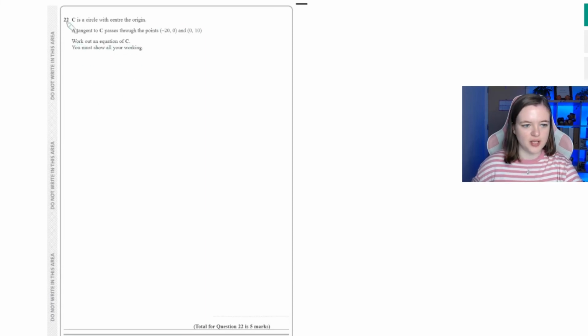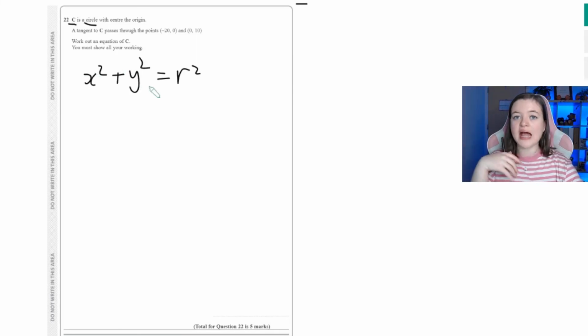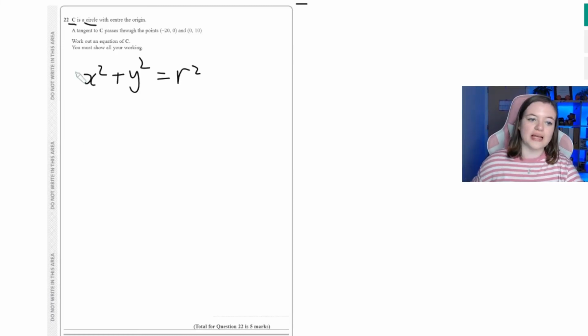Okie dokie then. So the equation of C is a circle, right? So circles always have the form x squared plus y squared equals r squared. Not forever. If you do A-level maths, then this will not be the case anymore. The equation of a circle is a lot more complicated than this, but at GCSE, the centre, like in this question, will always be the origin, which is just 0, 0, right? That makes the equation look something like that.